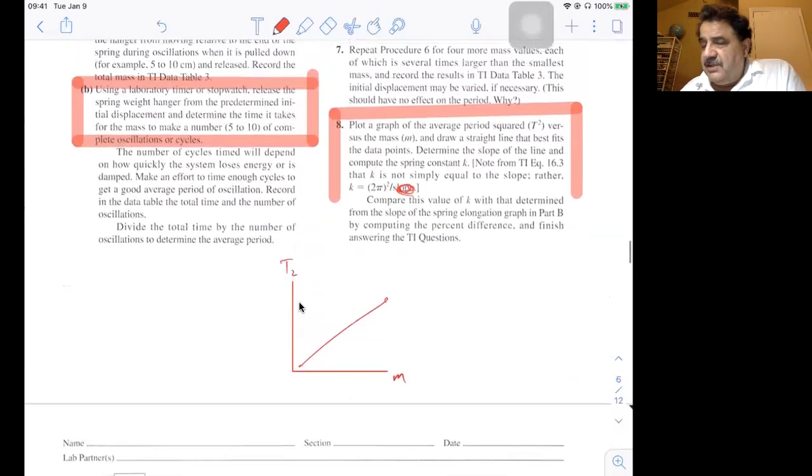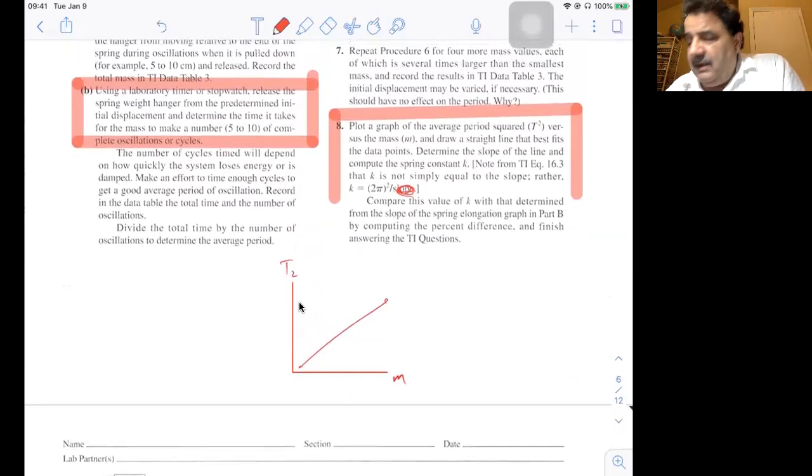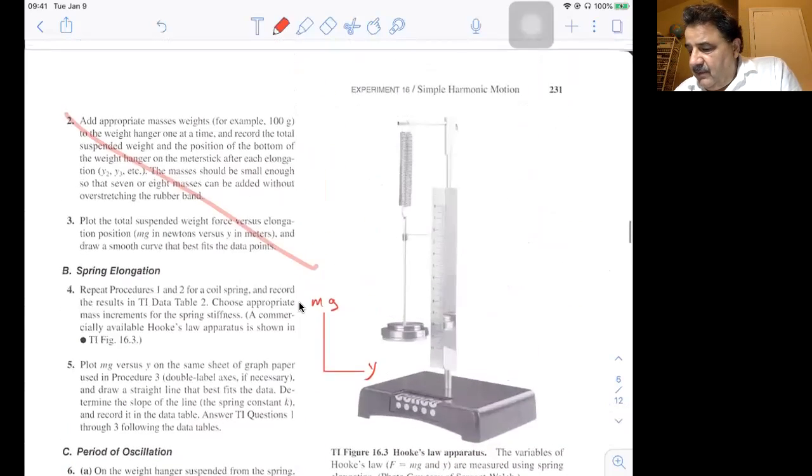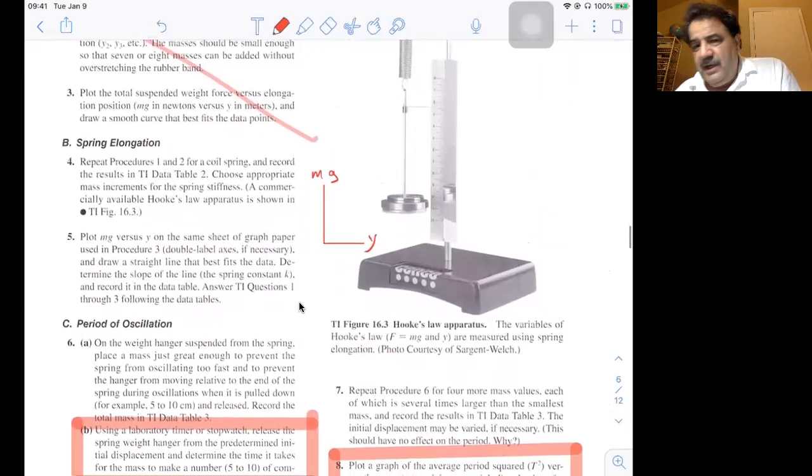That's it for the introduction. In the next video, I'll actually do this portion, portion B, the spring elongation.